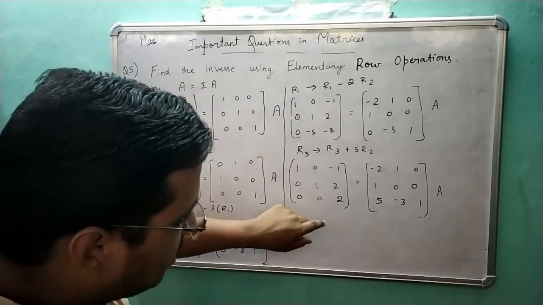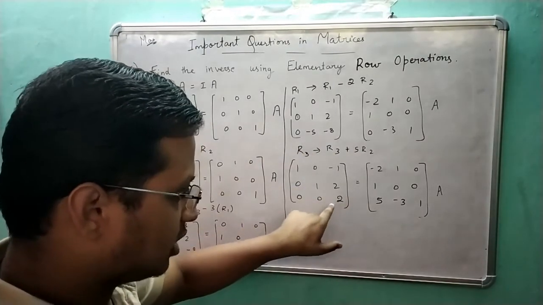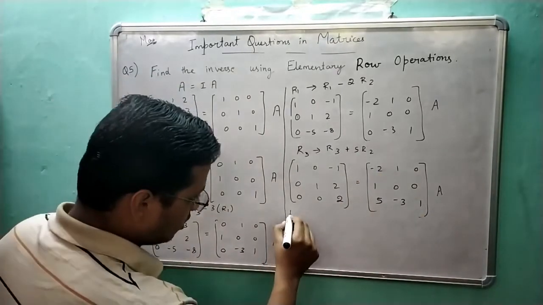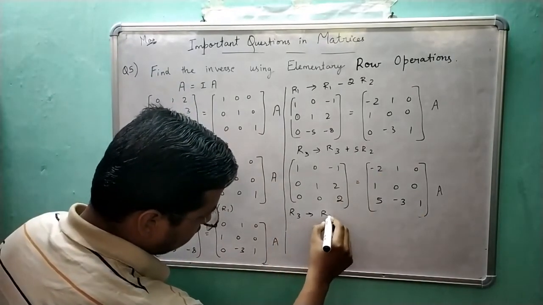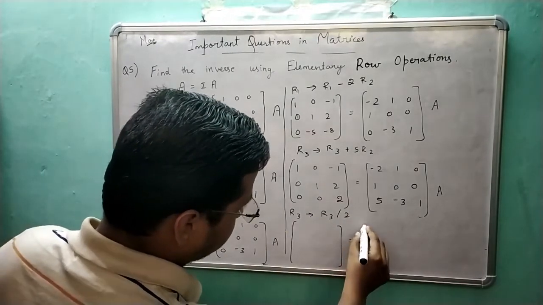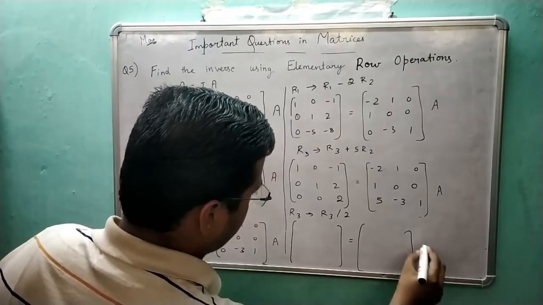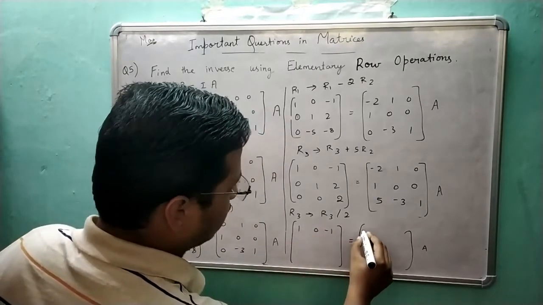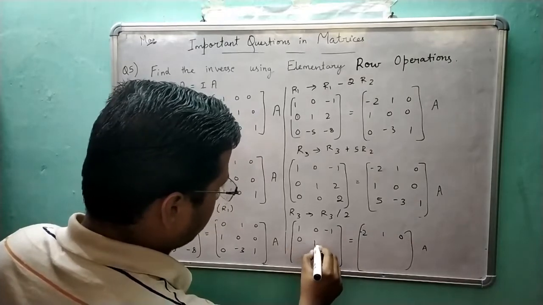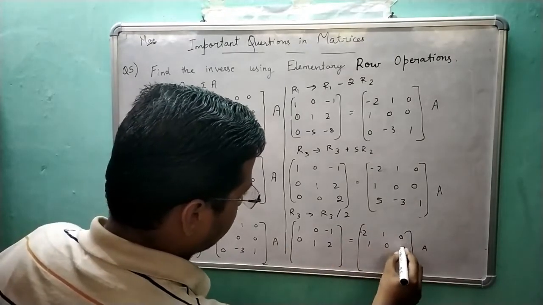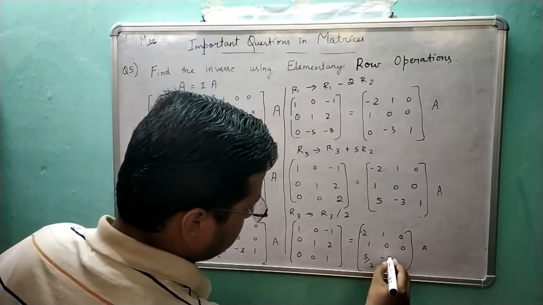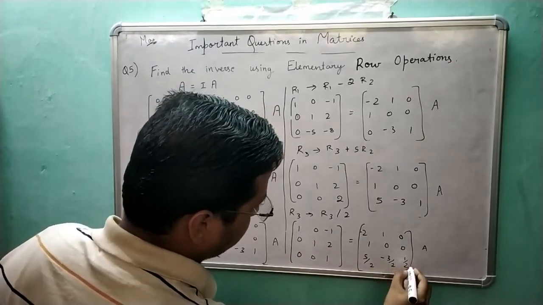Now our next step is to make this element 1. And how do we make elements 1? By dividing them with something. So R3 changes to R3 divided by 2. So our equation will become 1, 0, minus 1, minus 2, 1, 0, 0, 1, 2, 1, 0, 0, 0, 0, 1, 5 by 2, minus 3 by 2, 1 by 2.